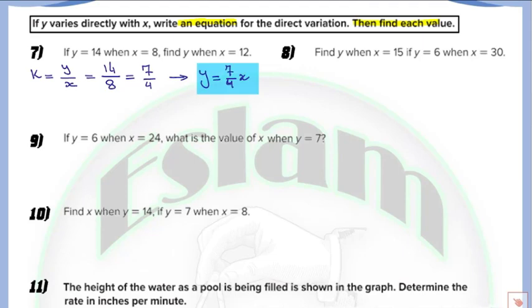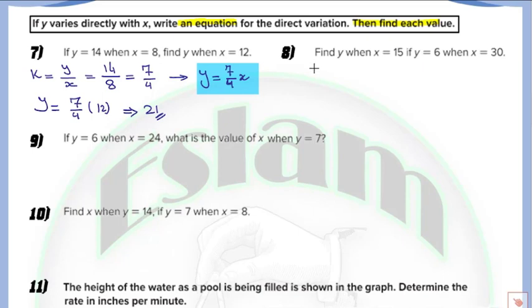Now we need to find the value of y when x equals 12. So we can say y equals 7 over 4 x, and instead of x, I'll just replace it with 12. By multiplying, you will find that the answer will be equal to 21. Then the value of y now will be equal to 21.